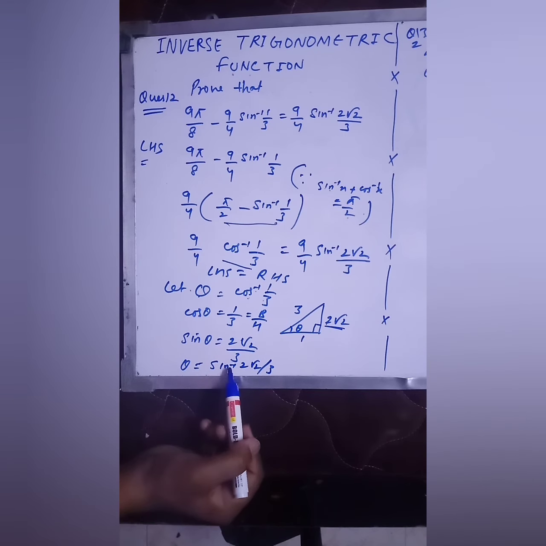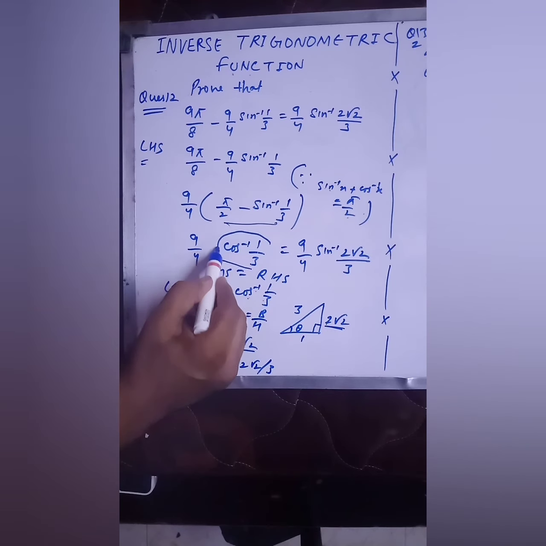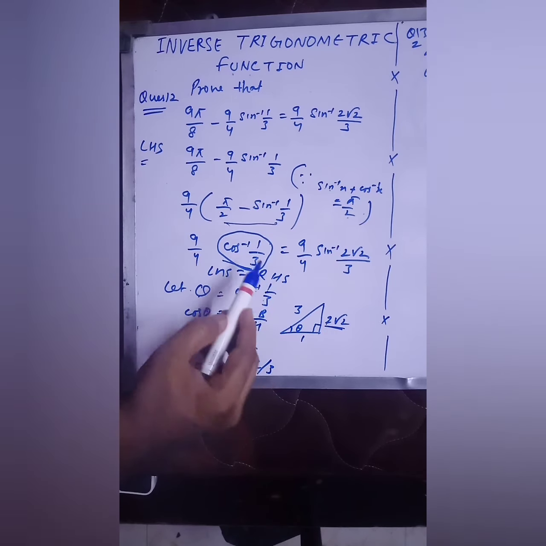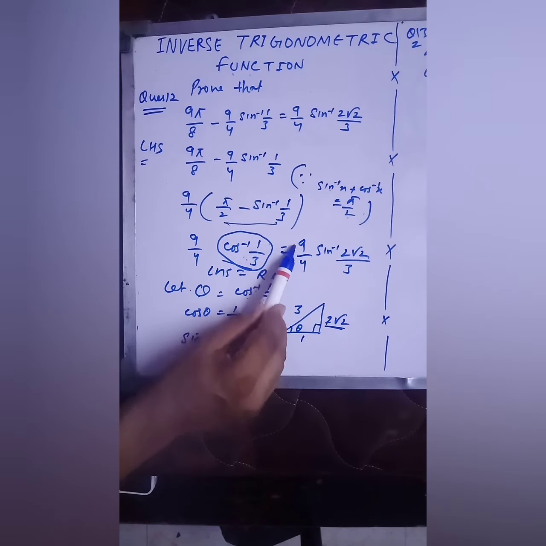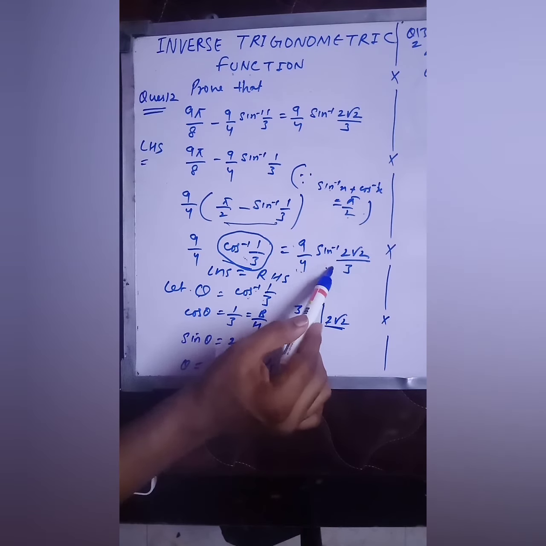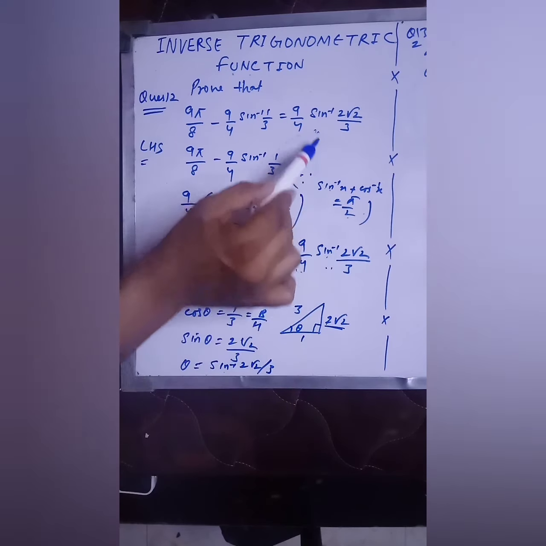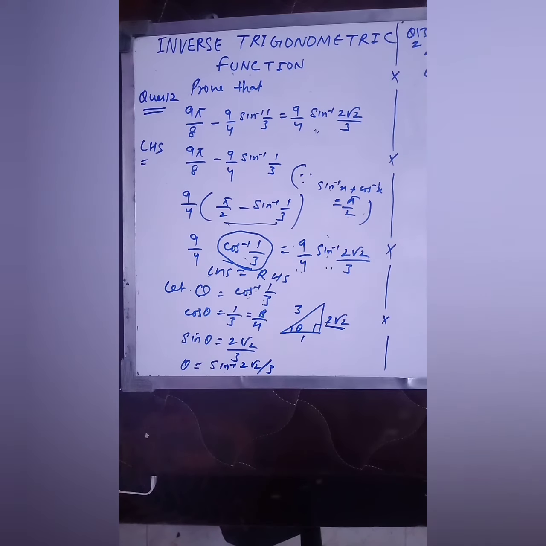So this is your theta. Okay, so in place of this I am putting sin inverse 2 root 2 by 3. So 9 by 4 will remain the same. Now this is what you have to prove. Okay, so now your LHS is equal to RHS, hence proved. So this is how we can solve our question number 12. Got it?